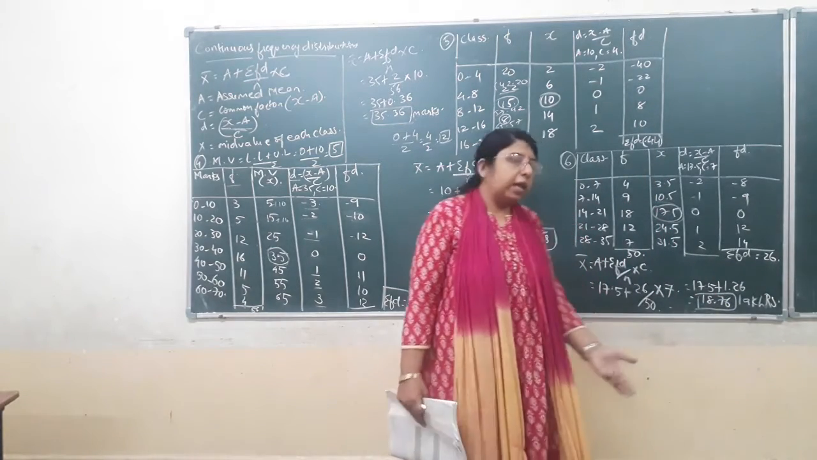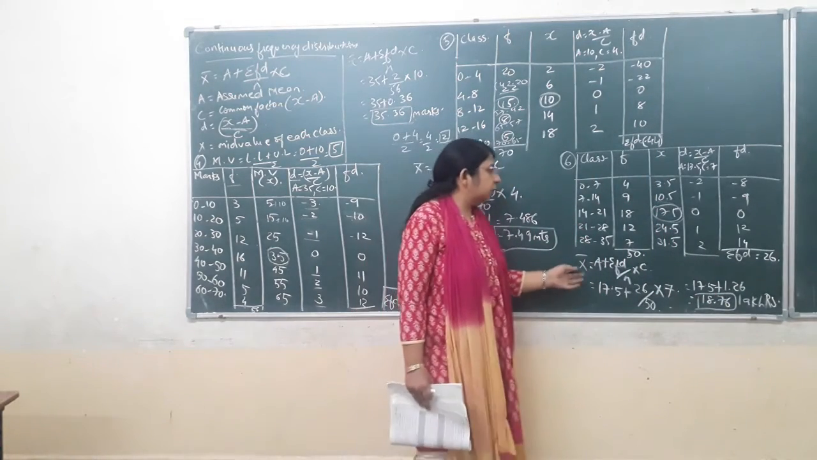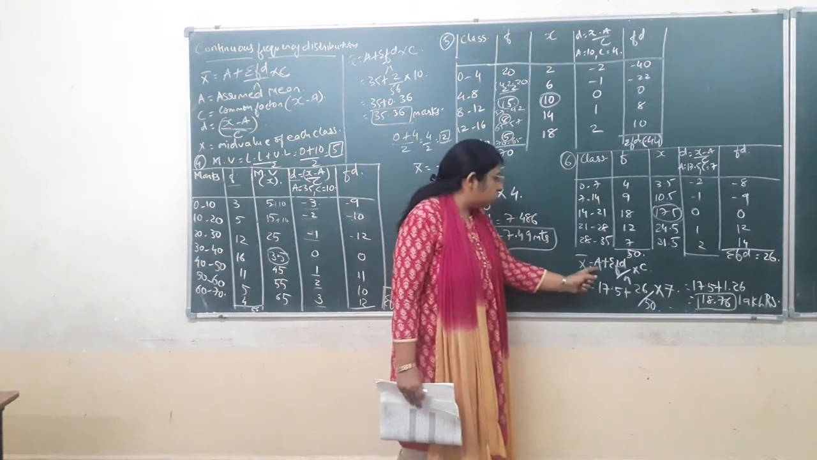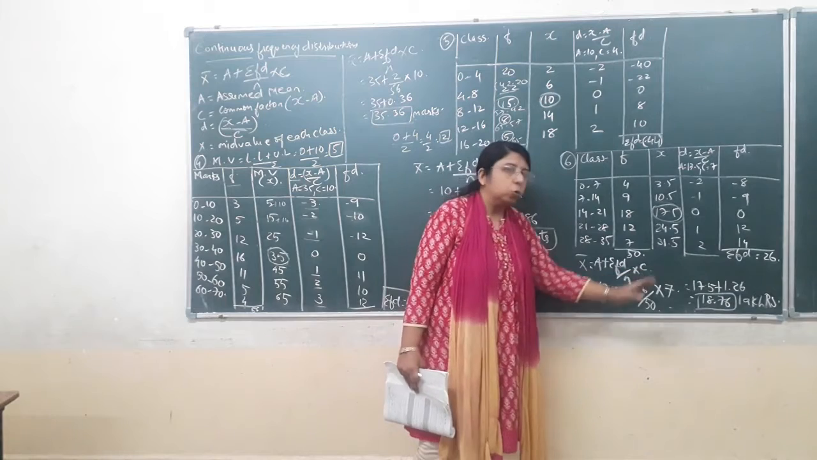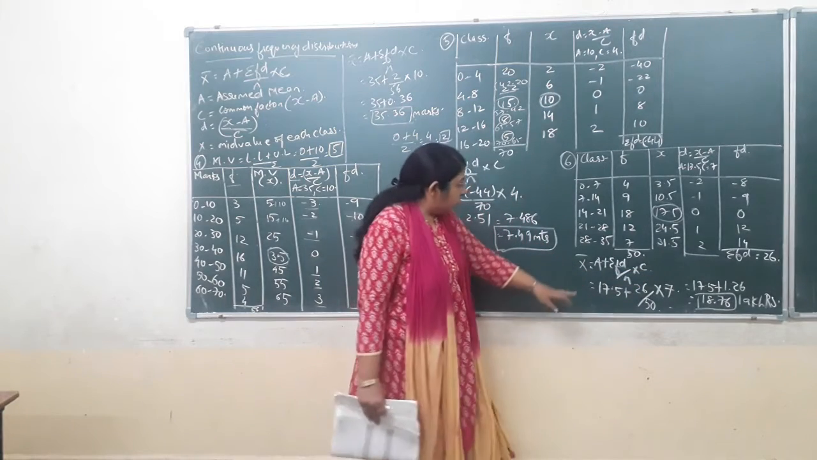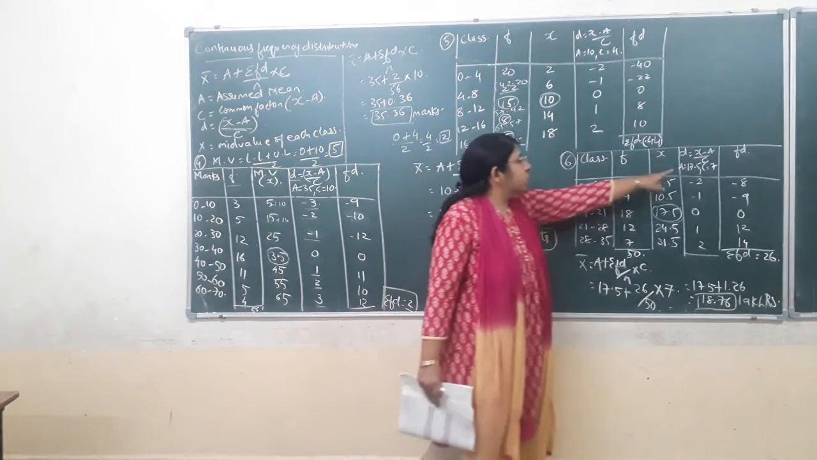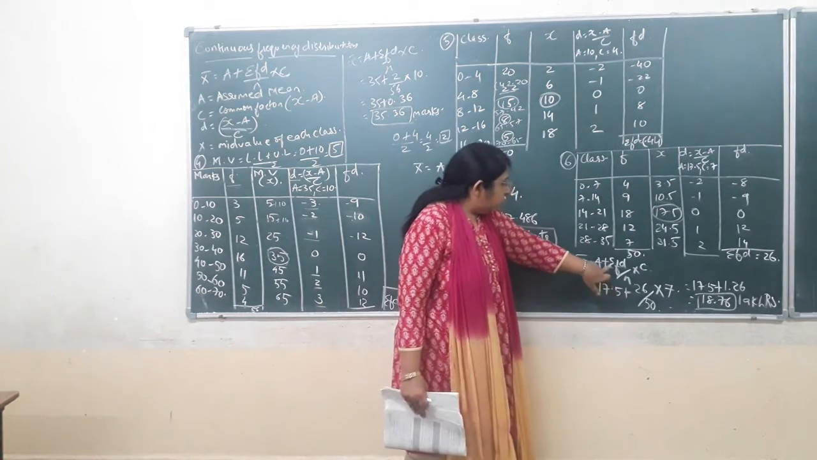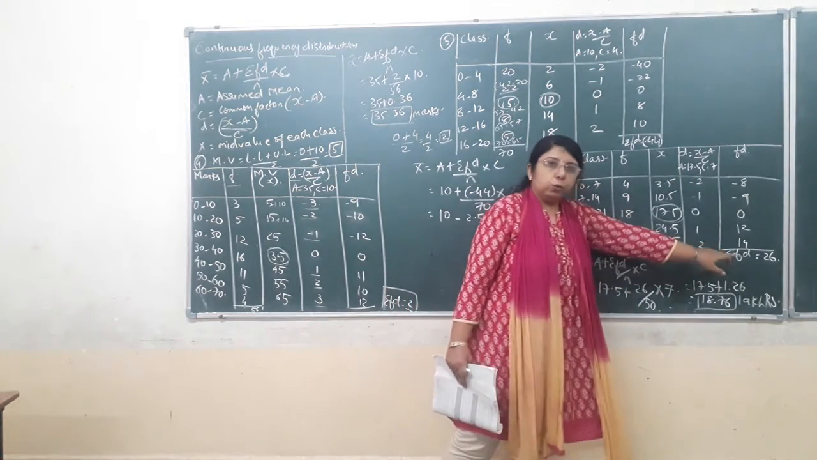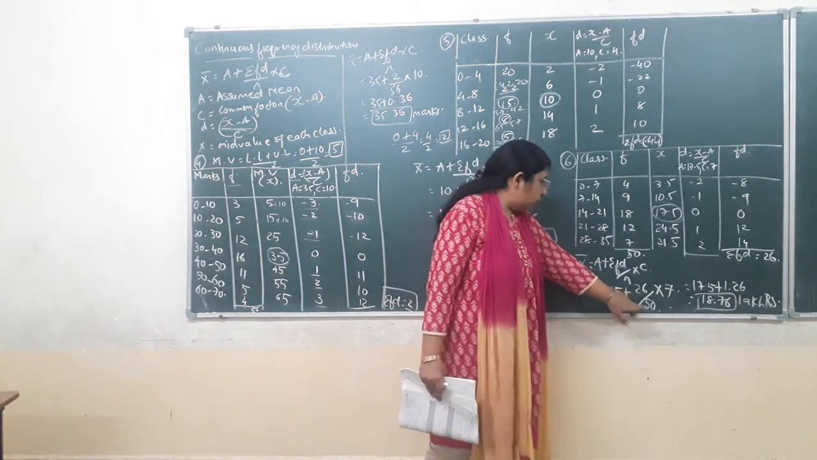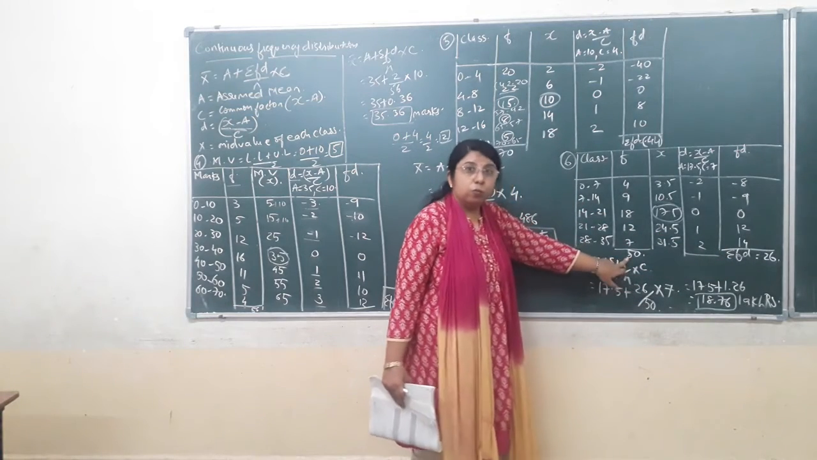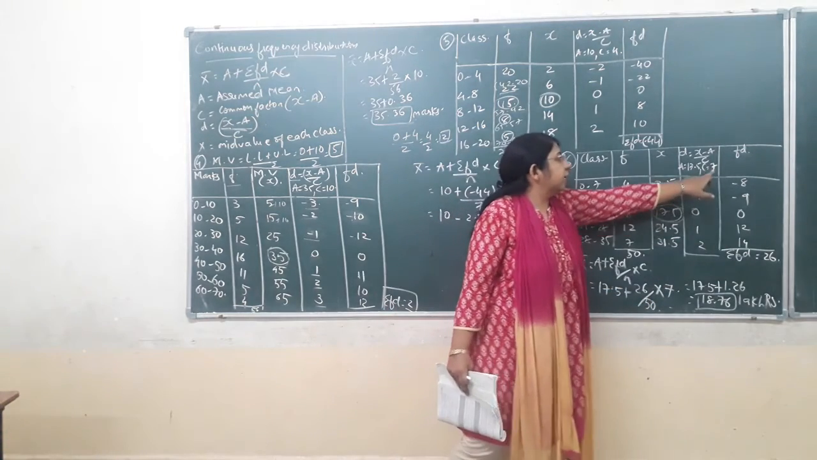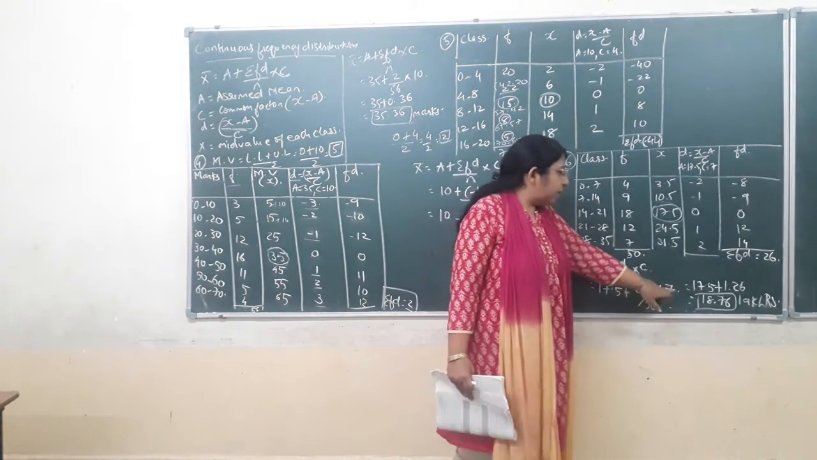Okay. Now the last bit is to apply the values in the given formula, that is x bar is equal to a plus sigma fd upon n into c. So first value, that is of a, we have taken as 17.5. So 17.5 plus sigma fd total, that came to 26, upon n value, that came to 50. Okay, so 26 upon 50 into c, that we have taken as 7. Okay, so multiply by 7.